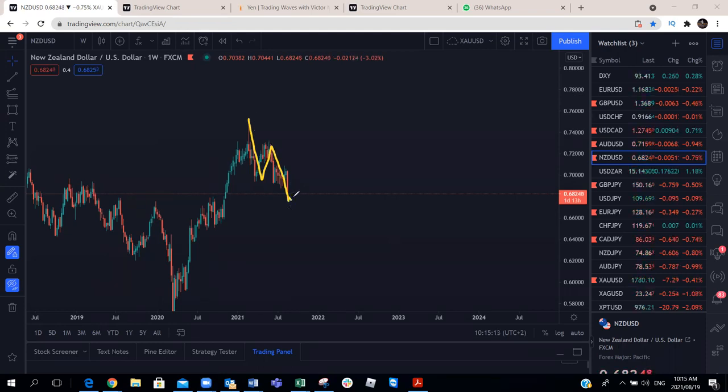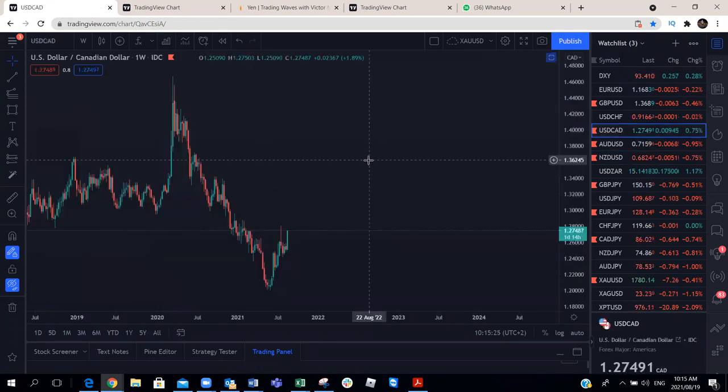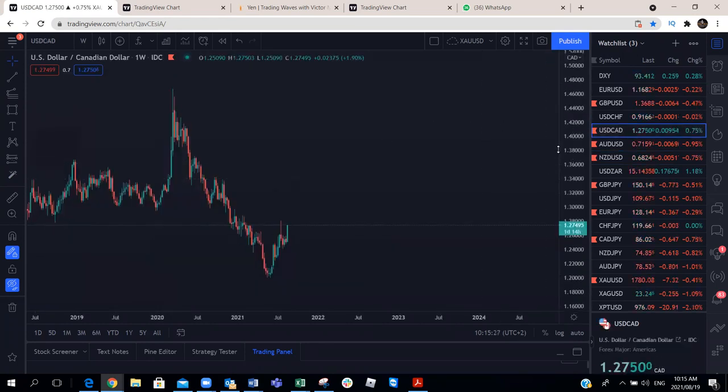And let's see if we're going to get at least a reaction. If we get a reaction, that means now it's all the way to the downside on New Zealand US dollar. Right, we've skipped US dollar CAD. Thanks for letting me know there. So US dollar CAD.